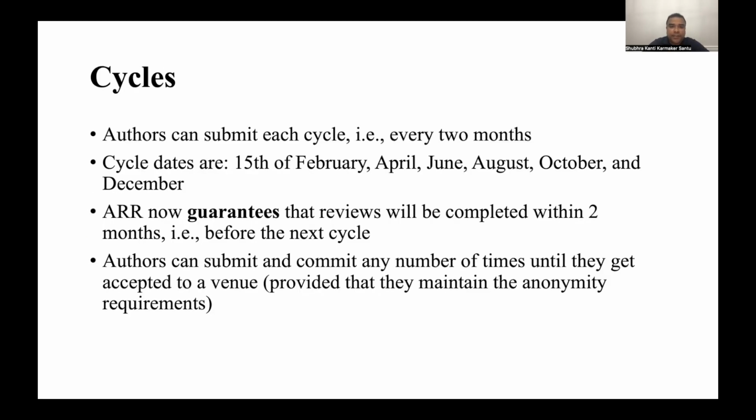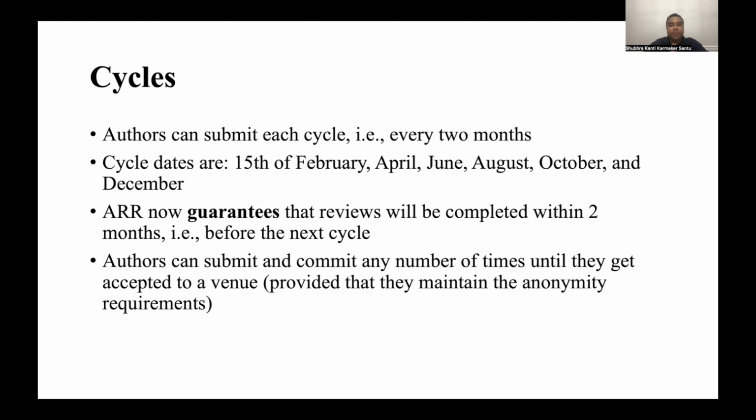So cycles. Authors can submit in each cycle, and that cycle happens every 2 months. The cycle dates are the 15th of February, April, June, August, October, and December. So you have 6 submission cycles within a year of ARR. And ARR now guarantees that the reviews and the meta review will be completed within 2 months, that is, before the next cycle starts. So there is no overlap between 2 ARR cycles. The next cycle starts after the previous cycle is completed.